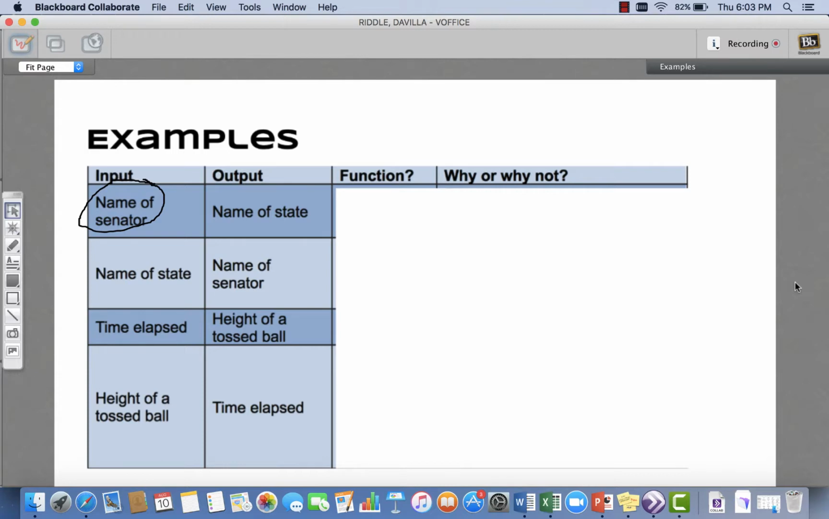Very close. So when you have one senator, right? Can a senator belong to multiple states? So let's say one is Hawaii, the other one is California. Is it possible that a senator can be a senator for two different states? No, it's not possible, right? So this is not possible.